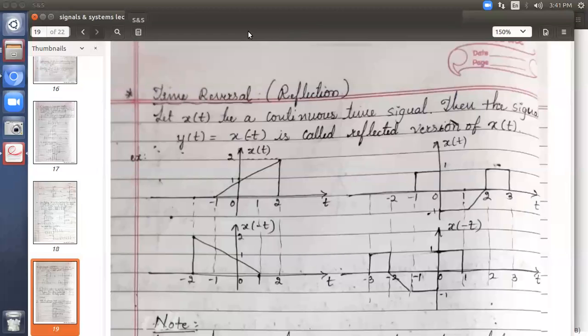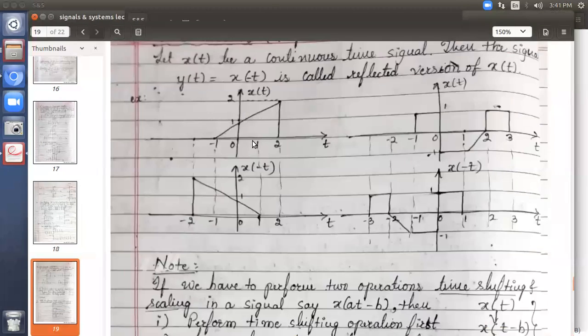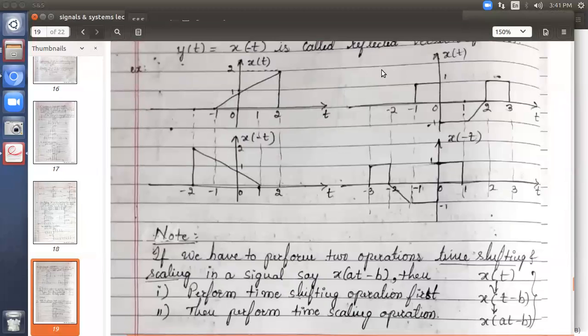No doubts or many doubts? So if you are quiet, it means either there are no doubts or a lot of doubts. What should I assume? No doubt. Okay. Fine.